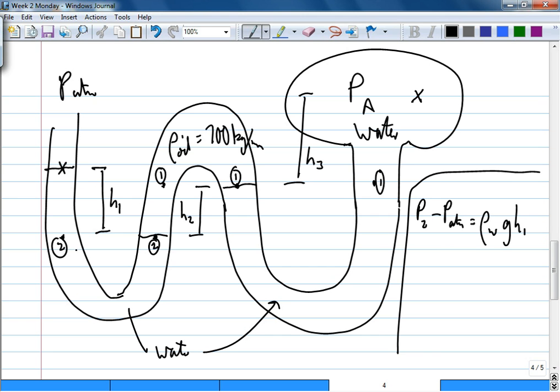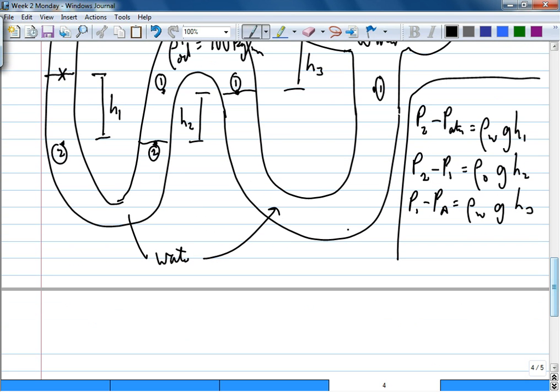Okay or not? Then from here to here, P2 minus P1, 2 is lower than 1 again, is equal to rho oil g h2. And from here to here, final one, P1 equals P1, so P1 minus PA is equal to rho water g h3.